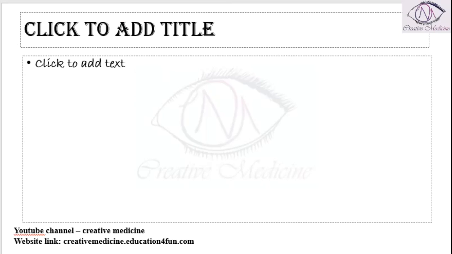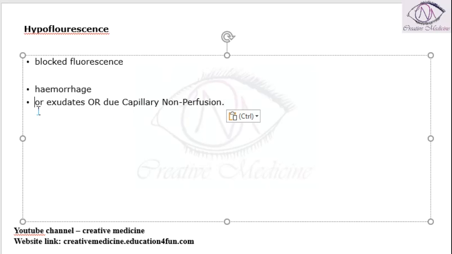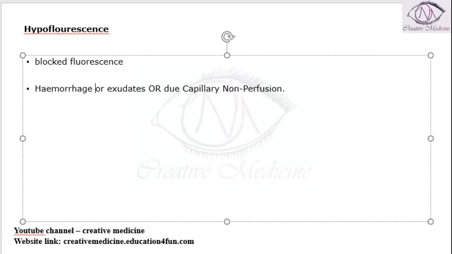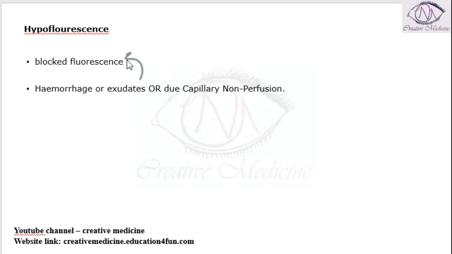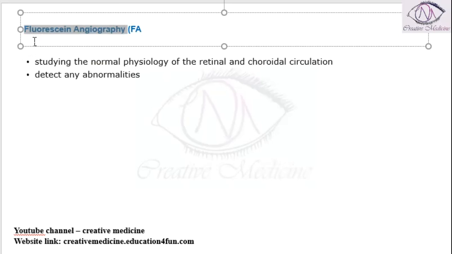Then second, we have hypofluorescence. Hypofluorescence can be due to blocked fluorescence. If there is blocked fluorescence, obviously there will be decreased fluorescence. This blocked fluorescence can be due to hemorrhage, or it can be due to exudates, or it can be due to capillary non-perfusion. So whenever there is hemorrhage, exudates, or capillary non-perfusion, then hypofluorescence can be seen. So this is fluorescein angiography.